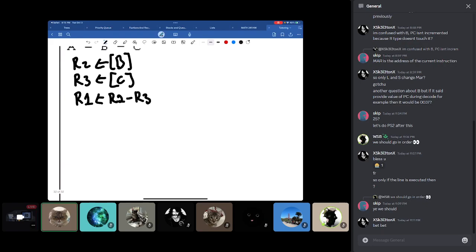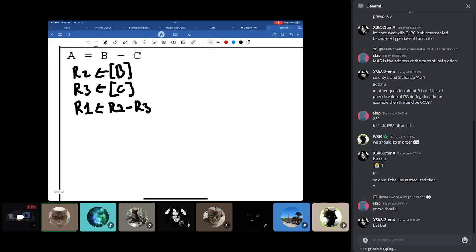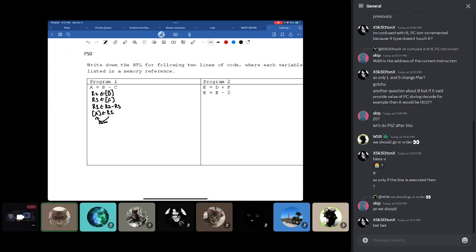And then from there, we haven't set A equal to R1 yet, right? So we could simply take A and put R1 into it. Again, this is not changing the address of A, we're changing the data at address A. And that is finished. Any questions about that?